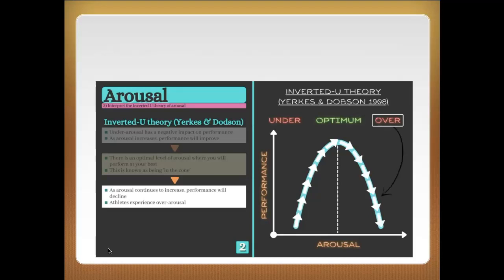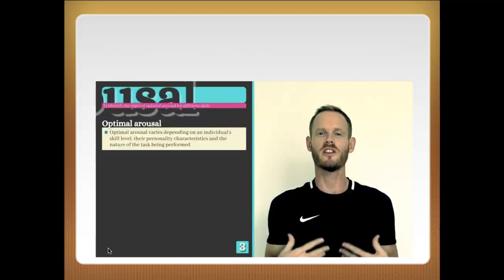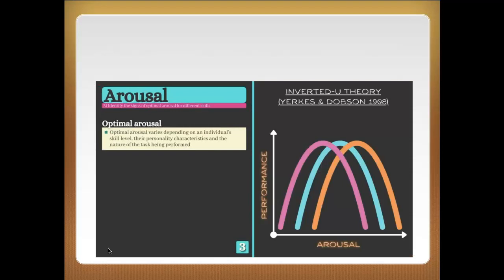Remember, over-arousal leads to stress, anxiety, and a number of physical symptoms, all of which have a negative impact on performance. So evidently reaching an optimal level of arousal is beneficial, but what does that level look like, and is it always the same? Well, the simple answer is no, as Yerkes and Dodson also stated that the optimal point varies depending on an individual's skill level, their personality characteristics, and the nature of the task or skill being performed.